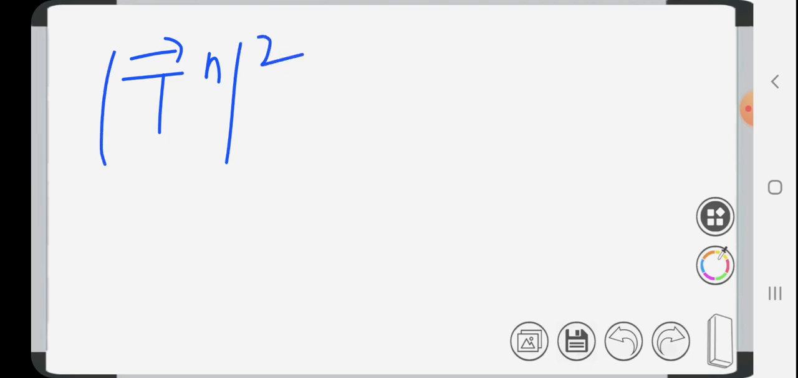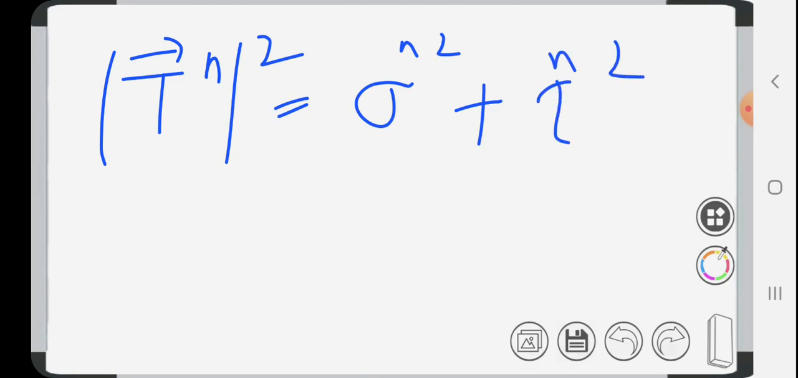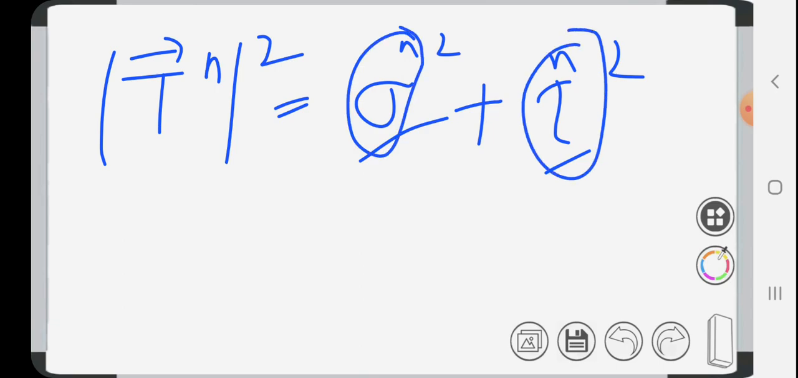Okay. So we can write the magnitude square of Tn vector will be nothing but sigma n square plus tau n square, because these are its rectangular components, the perpendicular components, right? So we can have two components for a stress vector at a point. One is the normal component, another is the shear component. The shear component is tangential or parallel to the surface. The normal component is perpendicular to the surface.